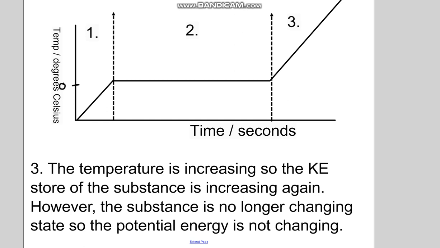Wonderful. So that means that the kinetic energy store again must be increasing, and that leads to an increase of the internal energy of the substance. So I've summarized that in point 3 down here. The temperature is increasing, so the kinetic energy store of the substance is increasing again. However, the substance is no longer changing state, so the potential energy store is not changing. So this is a typical heating graph and how to interpret it, and the stages were always the same.